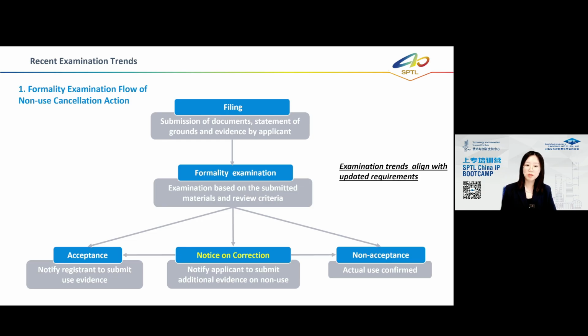This slide outlines the typical formality examination flow for non-use cancellation filings. After submission of the application with grounds and evidence, the application enters formality examination. After the formality examination, CNIPA may accept the filing if the submitted grounds and evidence are sufficient. Otherwise, CNIPA may issue a notice of correction to require the applicant to supplement additional evidence of non-use. If the supplemented evidence is acceptable, CNIPA will issue acceptance of filing. If the response to the notice of correction is still not acceptable, CNIPA issues a non-acceptance decision. In some extreme cases, CNIPA may directly issue a non-acceptance.